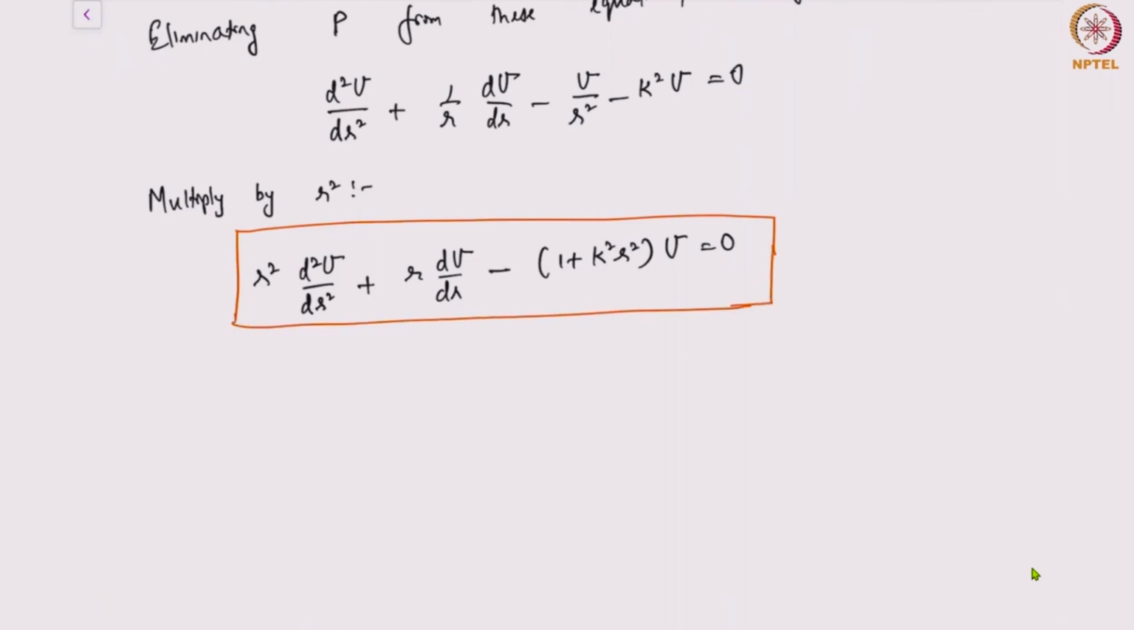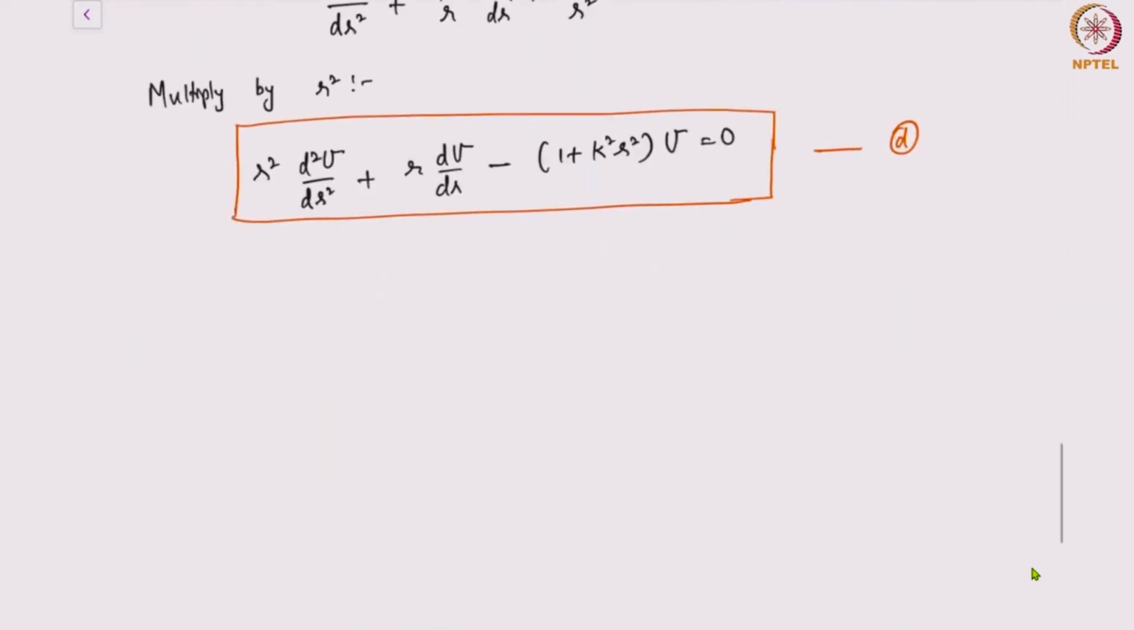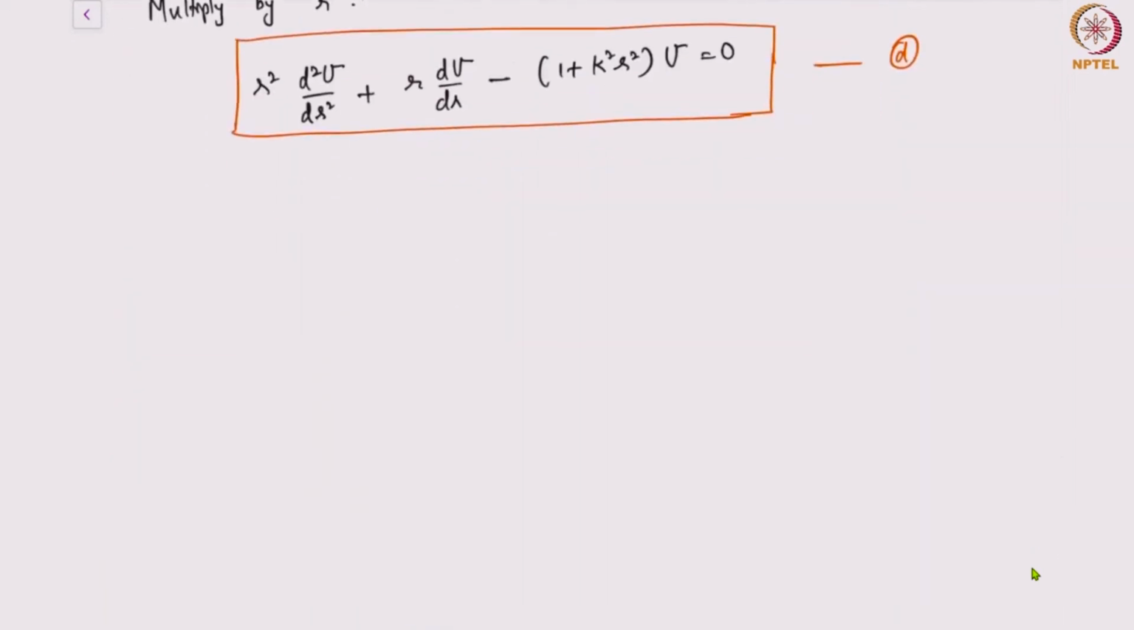There's an important result. We have now a single equation for the velocity. Once I know the velocity U(r), if I can solve this equation, then I basically know U. From knowing U, I can calculate dP/dr. And once I know the pressure, I can calculate W. So I know all the variables. Okay. Now, we will use a well-known result.